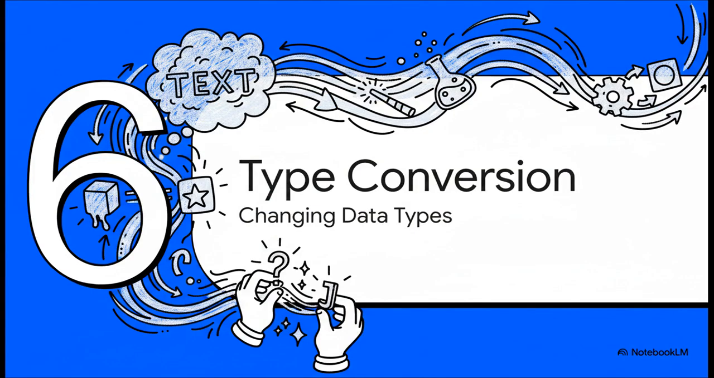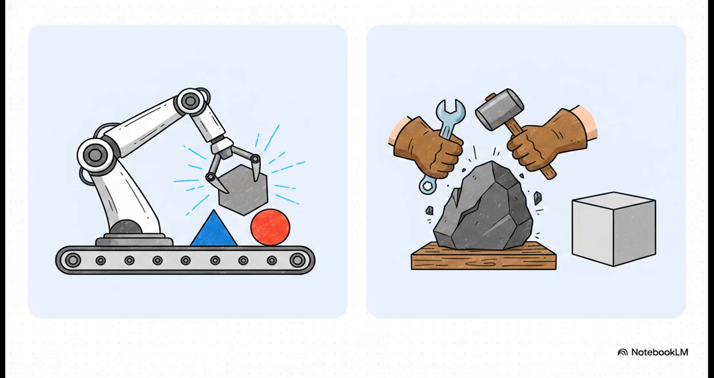And our final stop, Section 6, Type Conversion, how to magically change data types. Sometimes your data just isn't in the right format to do what you need, so we have to transform it. There are two ways this happens. First is implicit conversion. This is basically Python being smart for us. If you add an integer, say 13, to a float with a decimal like 4.5, Python just automatically upgrades the answer to a float, 17.5. It does this entirely on its own, so you don't lose any of that precise decimal data.